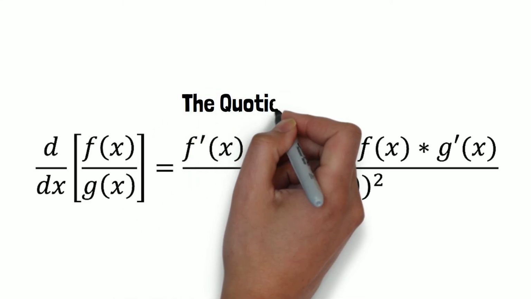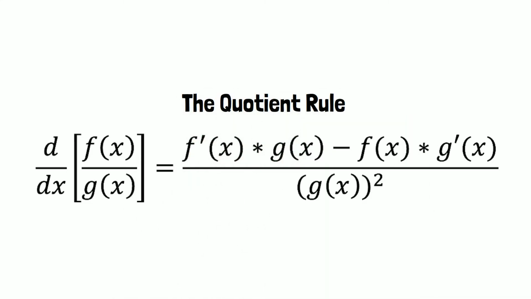If you want to calculate the derivative of a fraction, you have to use the quotient rule. Using the quotient rule is actually really easy. Let me show you. On your screen you can see the definition of the quotient rule. It looks difficult, but that's not the case.